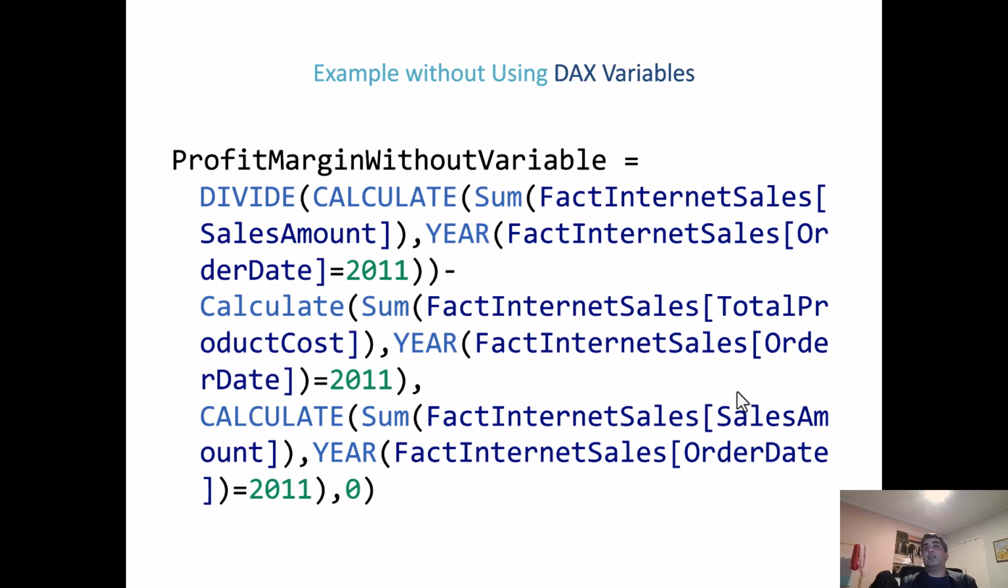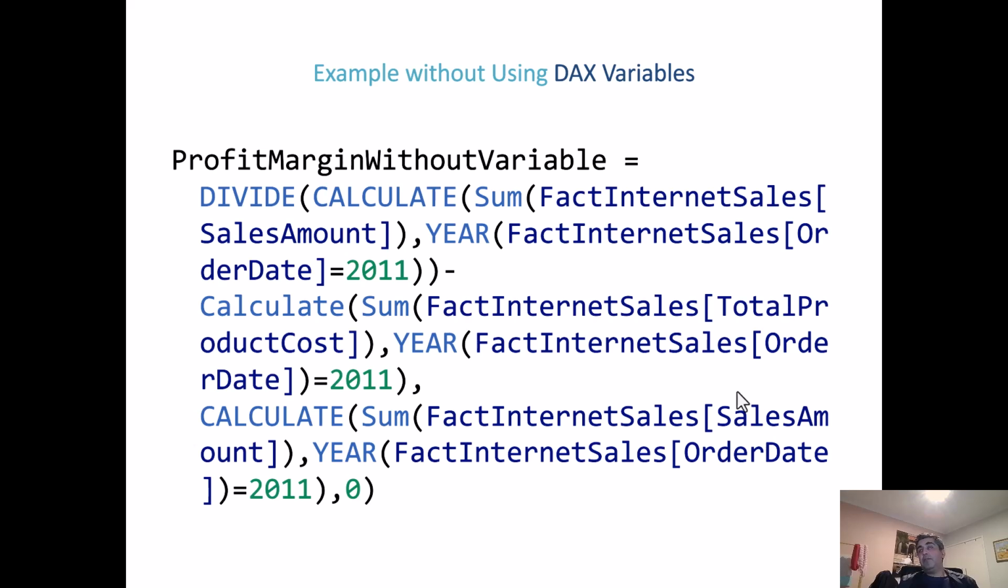So for the sake of example, I've created a calculation, profit margin, and all it does is it subtracts the cost of the product from the amount of sales that you receive by selling a product, and then you divide it by the sales amount. So it's essentially just to get the profit percentage. And this is how it looks.